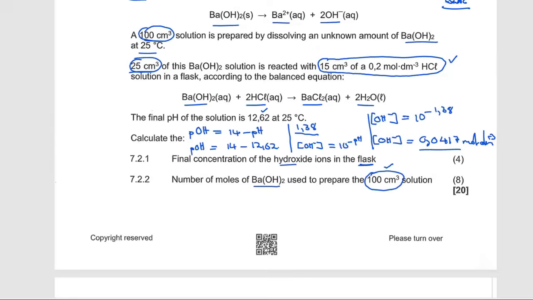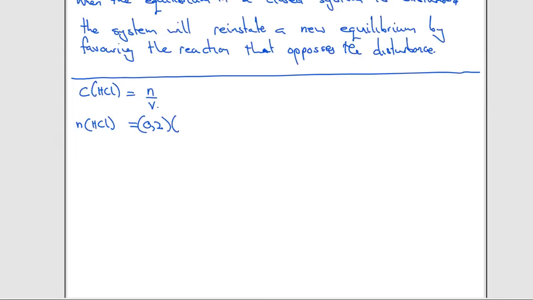So let's look at the volume again. The volume is given as 15 cubic centimeters. Therefore, we're supposed to convert that by dividing by 1,000. So I'm going to say 15 divided by 1,000, which gives me a value of 0.015. If you multiply that by 0.2, what are you going to get? The value of 0.003. Then I'm going to say in moles, so these are the number of moles that we're having there.